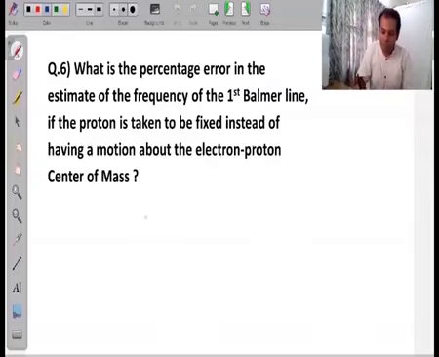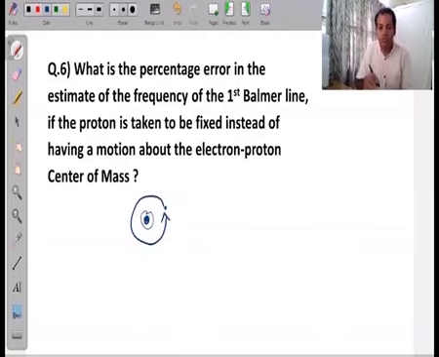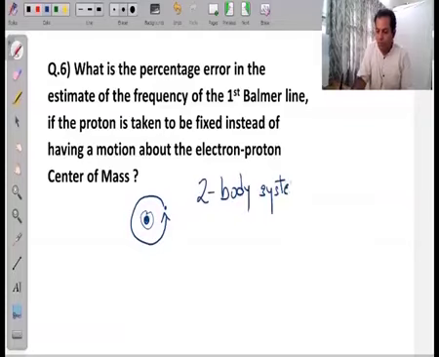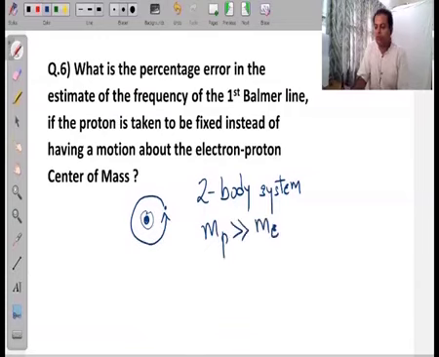Now, it's a two-body system, so you would expect that not only the electron goes around, but there is certain motion associated with the proton as well. So this is what you expect for a two-body system. But the mass of the proton is much larger than the mass of the electron, so for most purposes you can just neglect this small motion. On the other hand, there will be some error when we neglect this motion, and this question asks us to find what kind of error would be there in the frequency value of the first Balmer line.